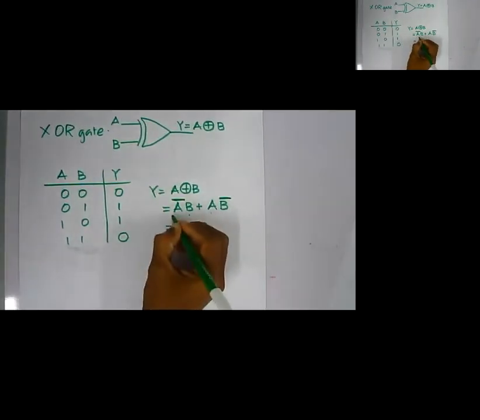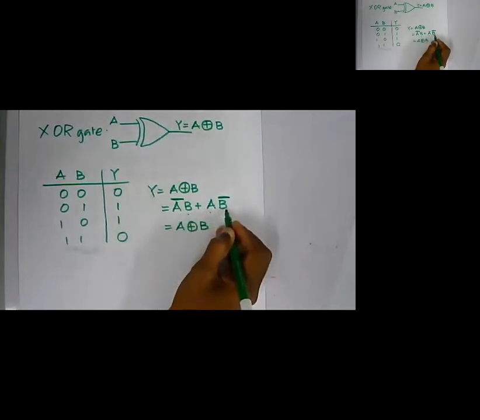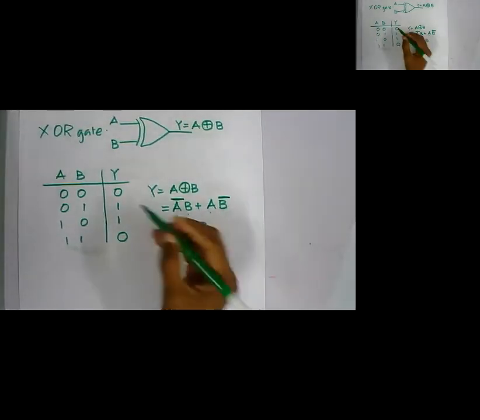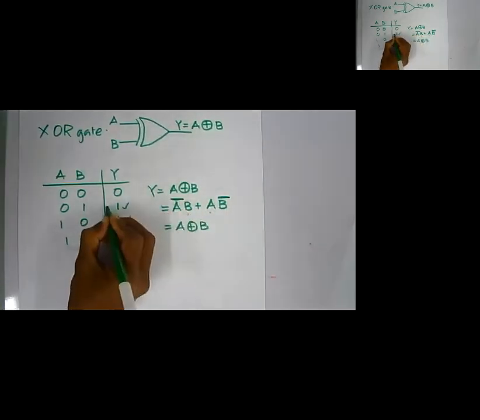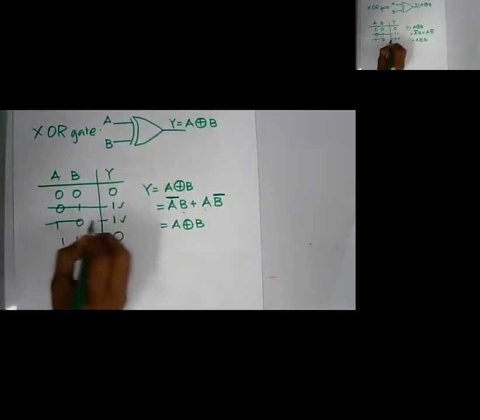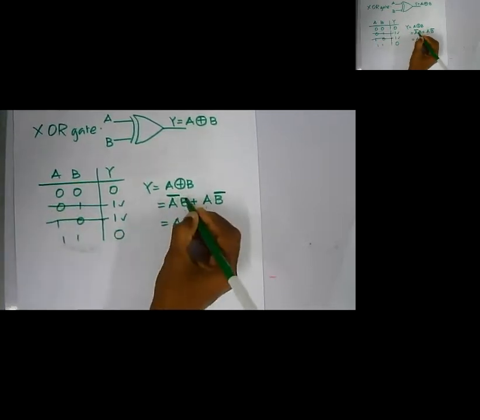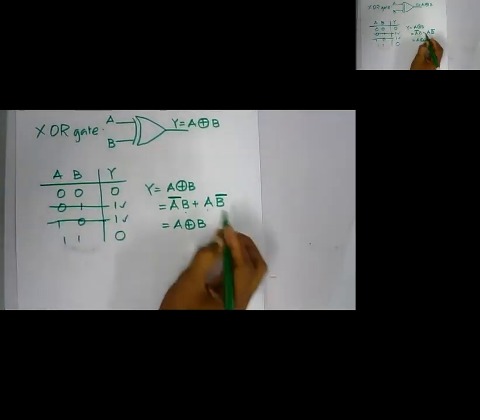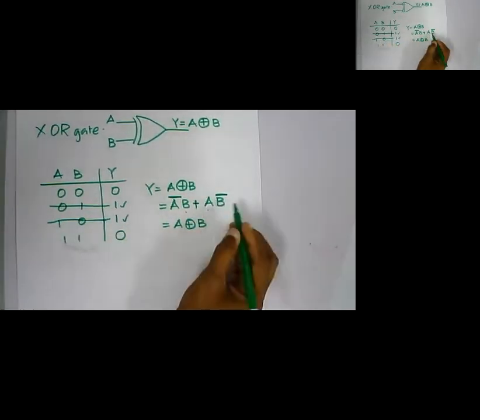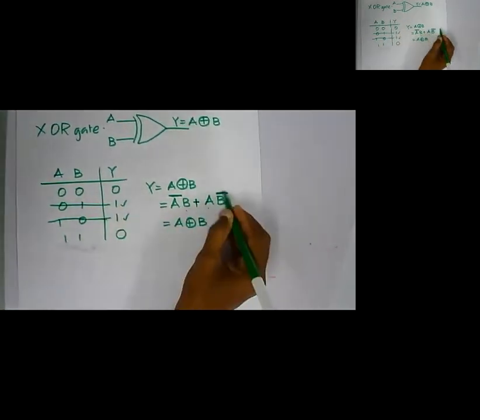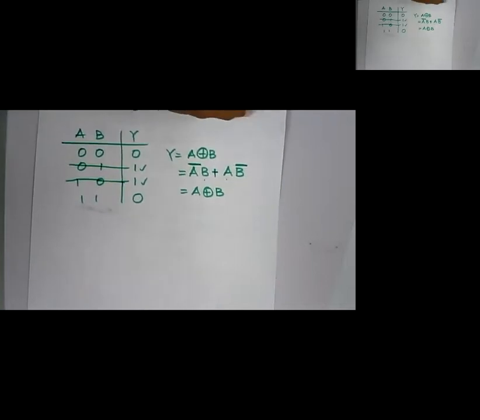So this is how we can generate a Boolean function, a formula, from a truth table. We select the ones and then write down the equation for the ones. A0 means A bar, B1 means write it directly, then put a plus, A1 directly, and B0 means just put a bar there. That becomes A XOR B.